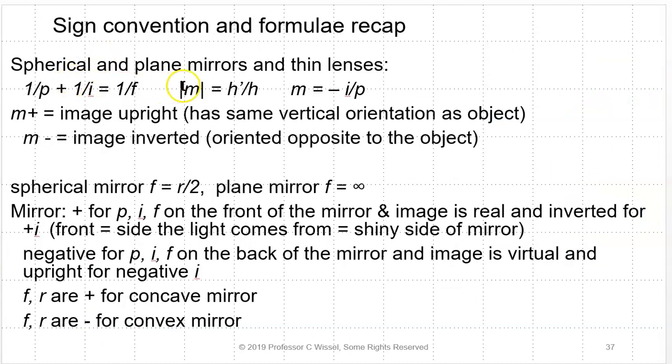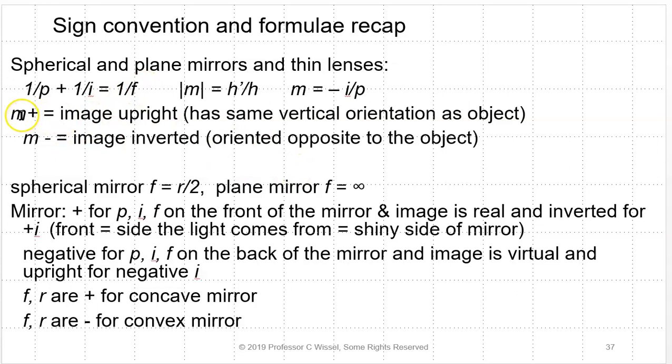Now, spherical and plane mirrors and thin lenses: this is a sign convention and formula recap, and you might want to put this somewhere in your notes because it can be kind of useful, or come up with your own, that's even better. Here's the formula. 1 over P plus 1 over I equals 1 over F. The magnification is H prime over H. Okay, H prime, of course, is the height of the image, and H is the height of the object. And magnification is also minus I over P.